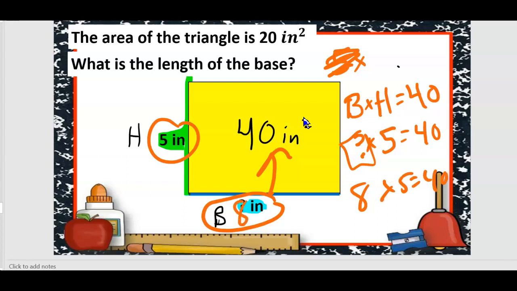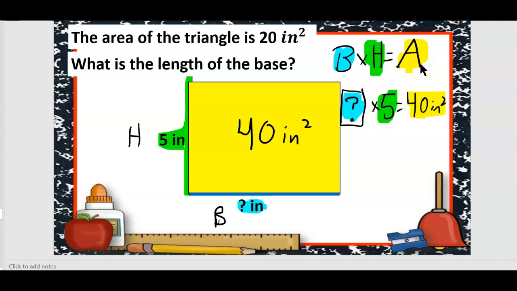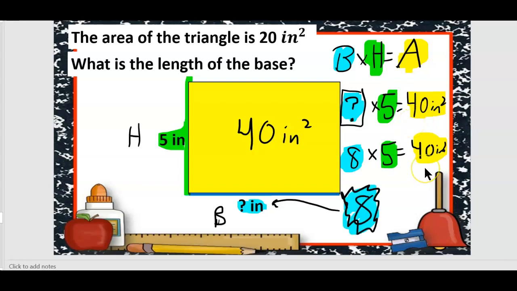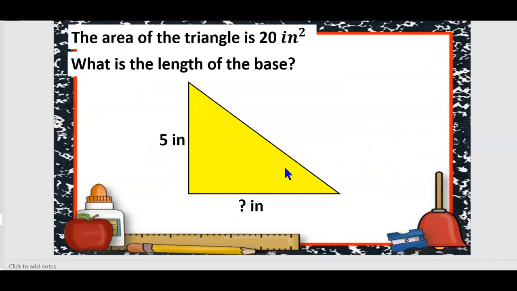Okay, let's watch it again in slow-mo, kind of. All right, base times height equals the area. The base will do blue, height, green, area, yellow. Blue times green is yellow. Blue we don't know. Green 5, yellow 40. 8 times 5 is 40. So that's 8. Oh, and some people will do this. They like to just say, you know what, I'm just going to say 40 divided by 5 equals 8, right? 40 divided by 5 is 8. How many times is 5 going into 40? 8 times.